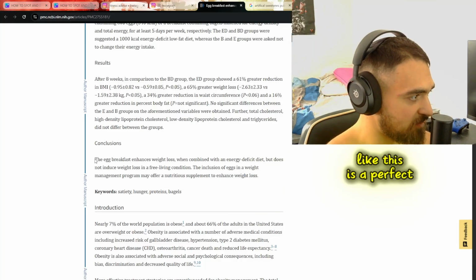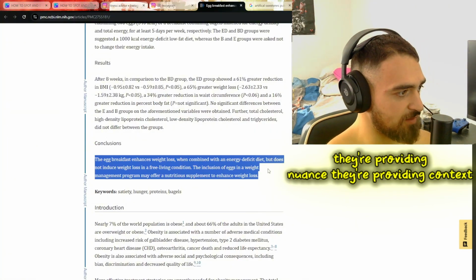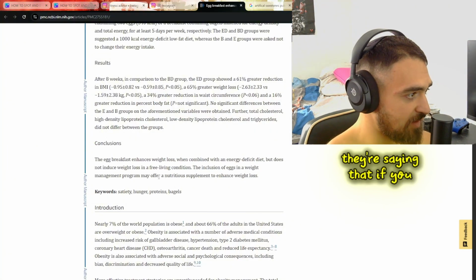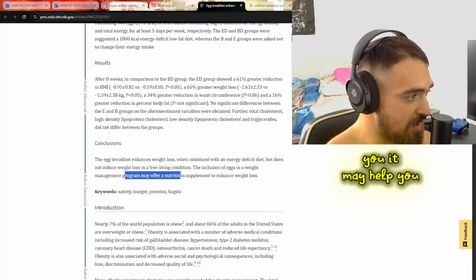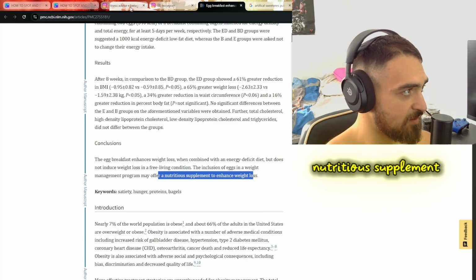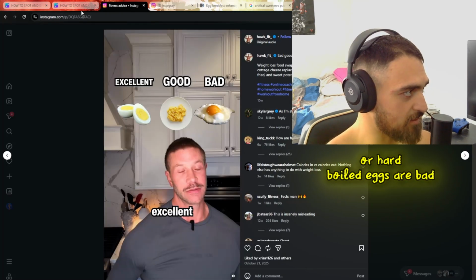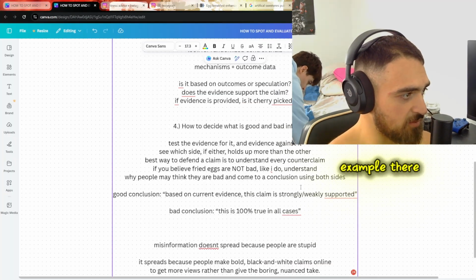This is a perfect claim because they're not speaking in absolutes. They're providing nuance. They're providing context. They're saying that if you eat eggs, it may help you lose more body fat. It may be a good nutritious supplement, not just eggs are bad, or fried eggs are bad, or hard-boiled eggs are bad. All right, so that's just one example there.